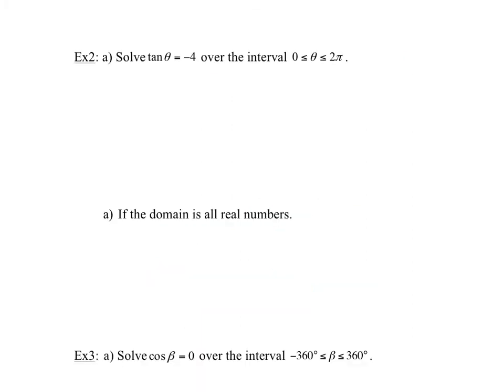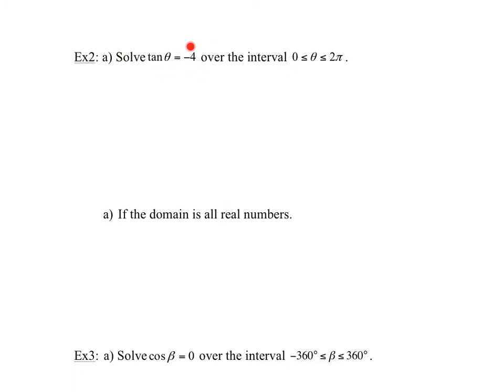Okay, a few more examples, kind of the same idea. Solve tan theta equals -4 over the interval 0 to 2 pi. So again, we want all the solutions in the first revolution. That part's easy. Notice that even if you ask for the domain of all real numbers, you would still do this step no matter what. This is just an extra step on top of that.